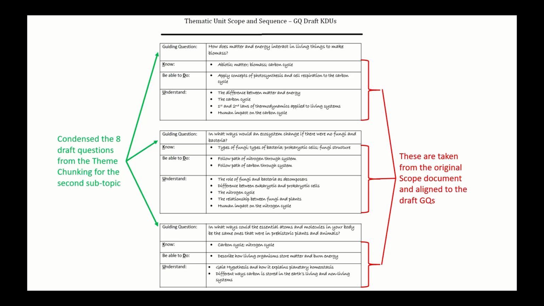So at the completion of this step, I have now created a scope and sequence for the content for the unit. I haven't done anything with lessons yet or how I'm going to get there. The last step is to organize the final scope and sequence and then begin planning out, okay, how will students actually learn this content, and then how will I know they have learned it?